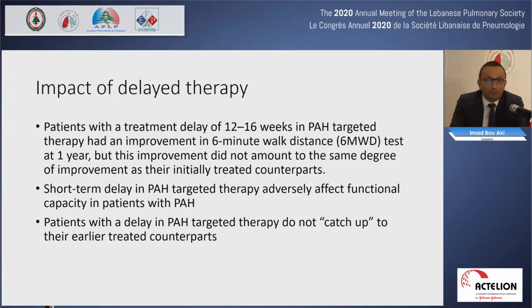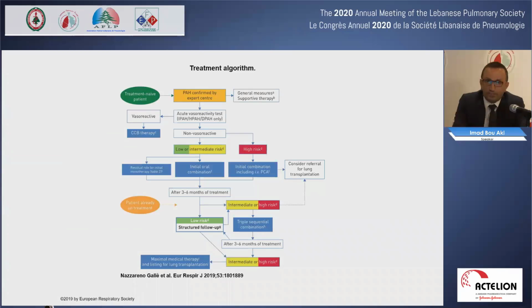These patients, after a 12 to 16 week delay in starting therapy because they were in the control arm, when they started the treatment, they improved in the 6-minute walk, but they never caught up to the patients that received the treatment from the beginning. So this short-term delay, only 12 to 16 weeks depending on the study, had an adverse outcome on functional capacity, and they never were able to catch up. Obviously, these studies were not designed for mortality, but we know patients that have poorer functional status have worse survival. So this is the treatment algorithm.